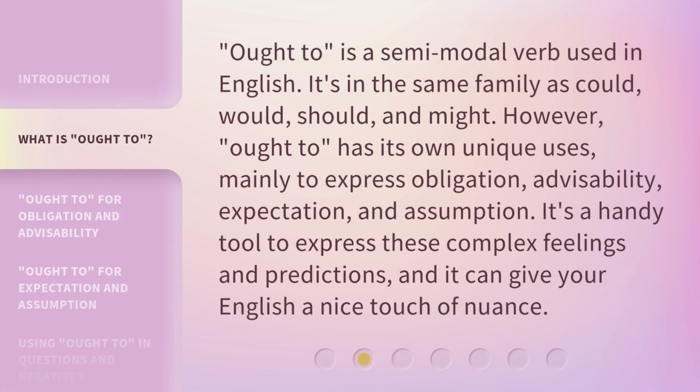Ought to is a semi-modal verb used in English. It's in the same family as could, would, should, and might. However, ought to has its own unique uses, mainly to express obligation, advisability, expectation, and assumption. It's a handy tool to express these complex feelings and predictions, and it can give your English a nice touch of nuance.